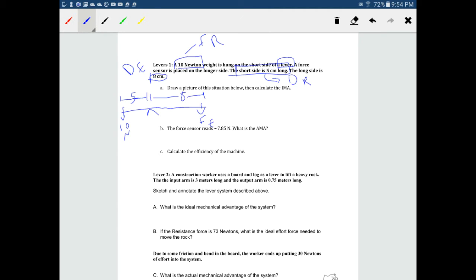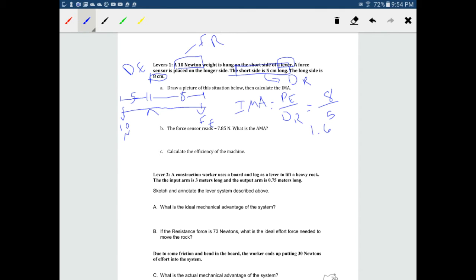Okay, so calculate the IMA. IMA equals dE over dr. Sorry, that looks a little bit more like a P. I'm not so great at writing on the tablet yet. dE is 8 centimeters. dr is 5. So the IMA is 8 over 5, or we could say 1.6. Is that right? You guys could double check for me. 1.6. Okay. And then it says the force sensor reads 7.85 newtons.